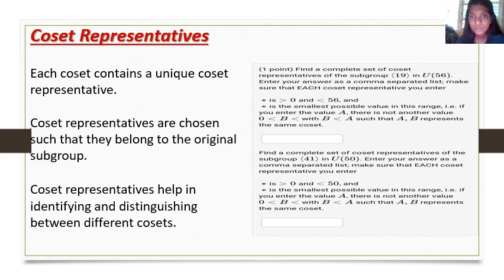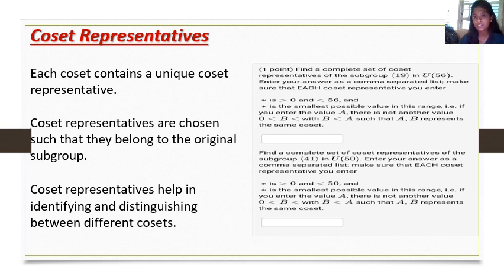The example of coset representatives: first, we have to find a complete set of coset representatives of the subgroup ⟨19⟩ in Z_56. Enter your answer as a comma separated list. Make sure that each coset representative you enter is greater than 0 and less than 56, and it is the smallest possible value in this range. That is, if you enter the value a, there is not another value b less than a such that a, b represent the same coset.